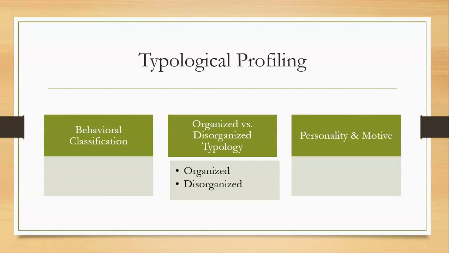If you have the behavioral classification, then you have the organized versus disorganized typology, which is widely used in FBI investigations today, and also allows inferences about their personality and motive. The organized versus disorganized typology defines organized offenders as those who display control and planning at the crime scene, versus disorganized offenders who act impulsively or emotionally, leaving a chaotic and unplanned crime scene. These classifications help narrow down suspects and understand the offender's psychological state.